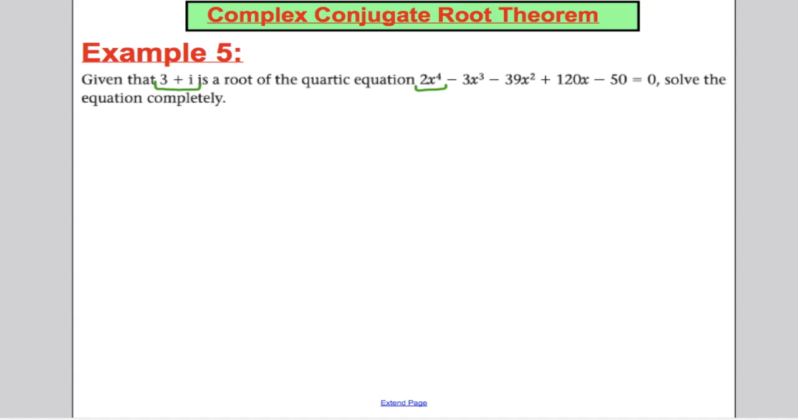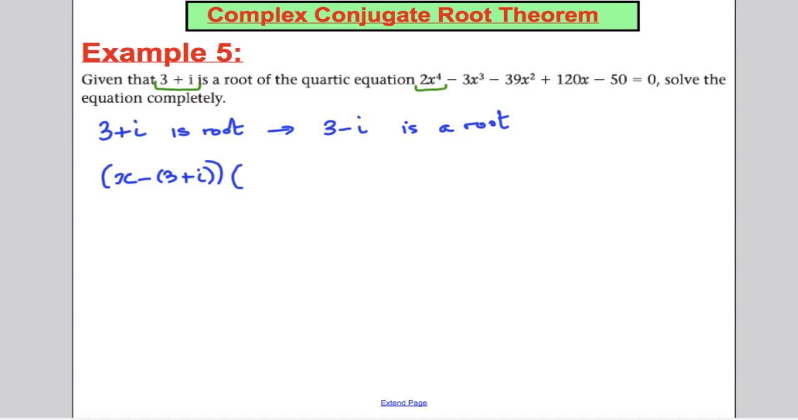Now, the first thing to note is to use the complex conjugate root theorem. I know 3 plus i is a root. And because I know roots occur in complex conjugates, I also know that 3 minus i is a root. Okay? And going further with the factor theorem, I know the following. I also know that a factor of this must be x minus 3 plus i. Because 3 plus i is a root, x minus 3 plus i is a factor, and the other factor is x minus 3 minus i.